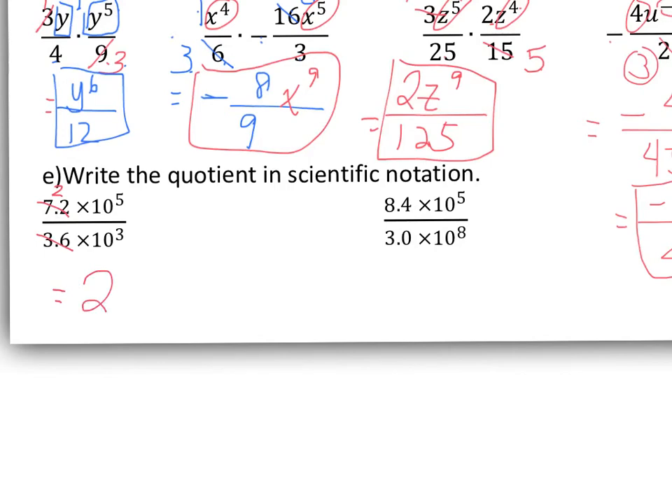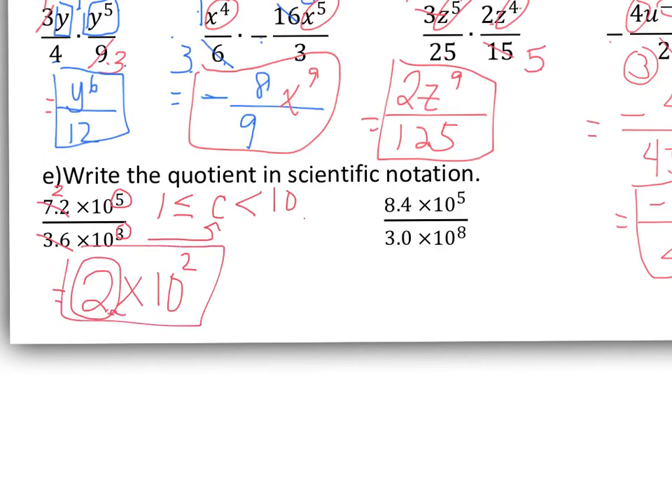And then by the quotient property, I know I can take 5 and then subtract 3. Okay, 5 minus 3, which is 2. And this is already in scientific notation because this number satisfies the condition of being greater than or equal to 1 and less than 10. Okay, so 2 falls in between 1 and 10, okay? The decimal is right here.